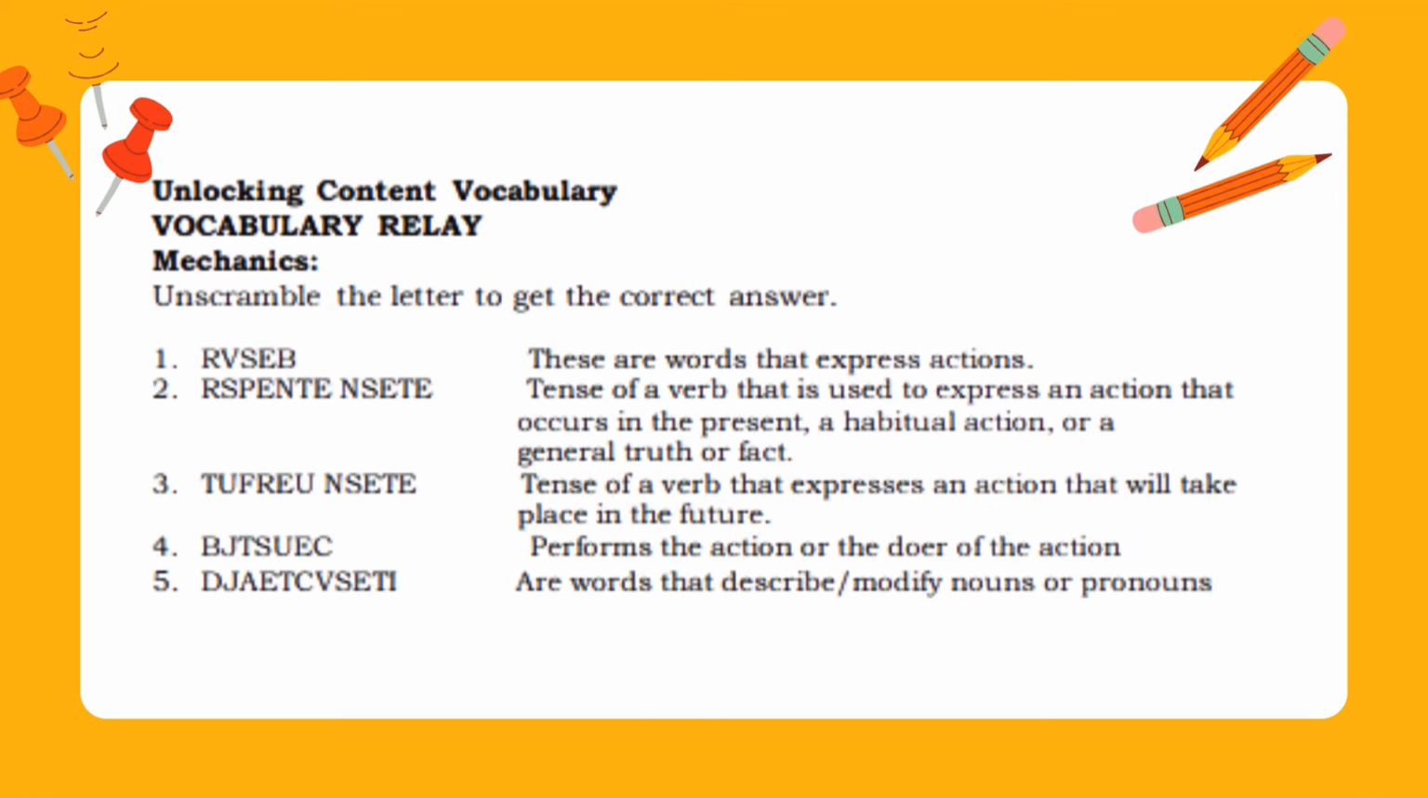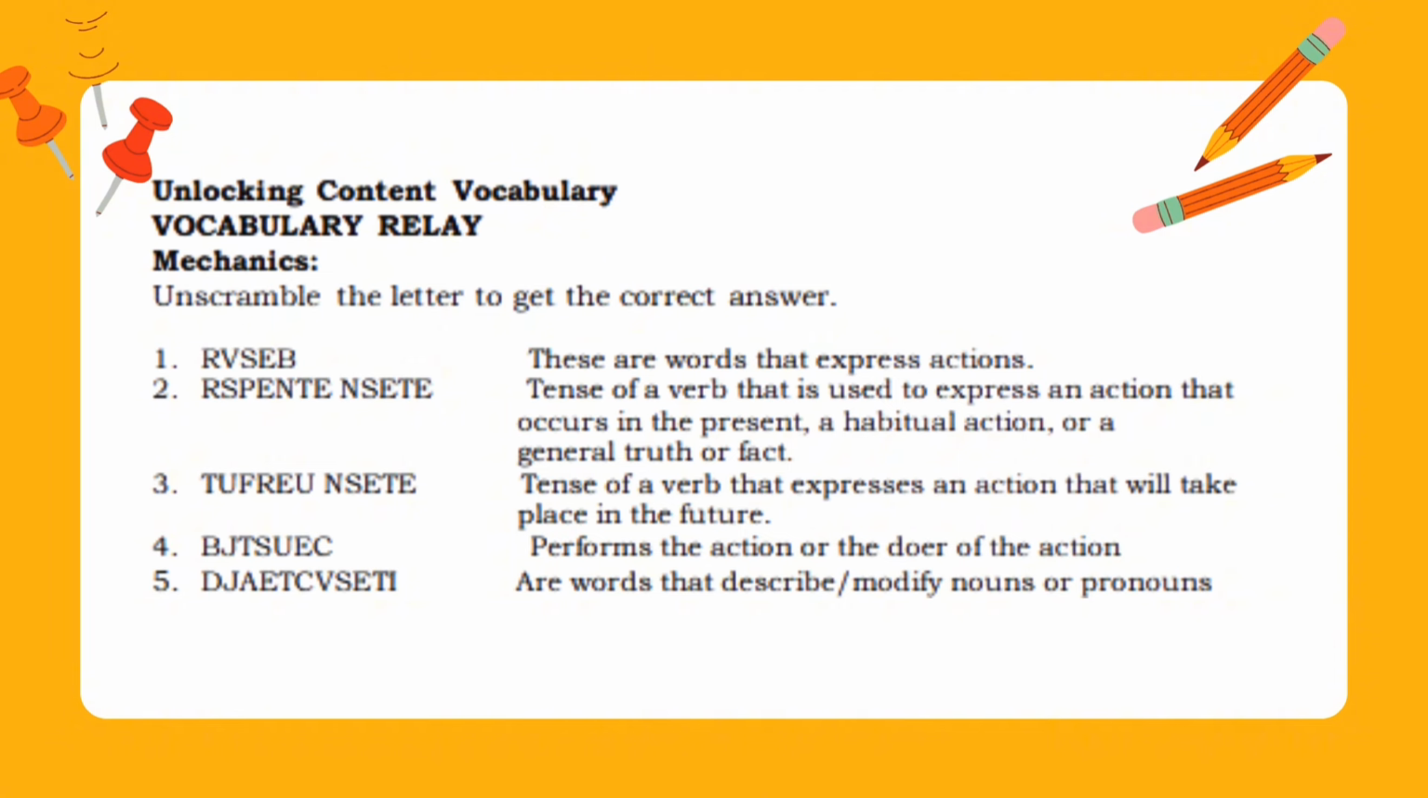Alright, so we need to unlock our content vocabulary. Unscramble the letters to get the correct answer. For number 1, these are words that express actions. So these are verbs. Tense of a verb that is used to express an action that occurs in the present, a habitual action or general truth or fact. So that is present tense.